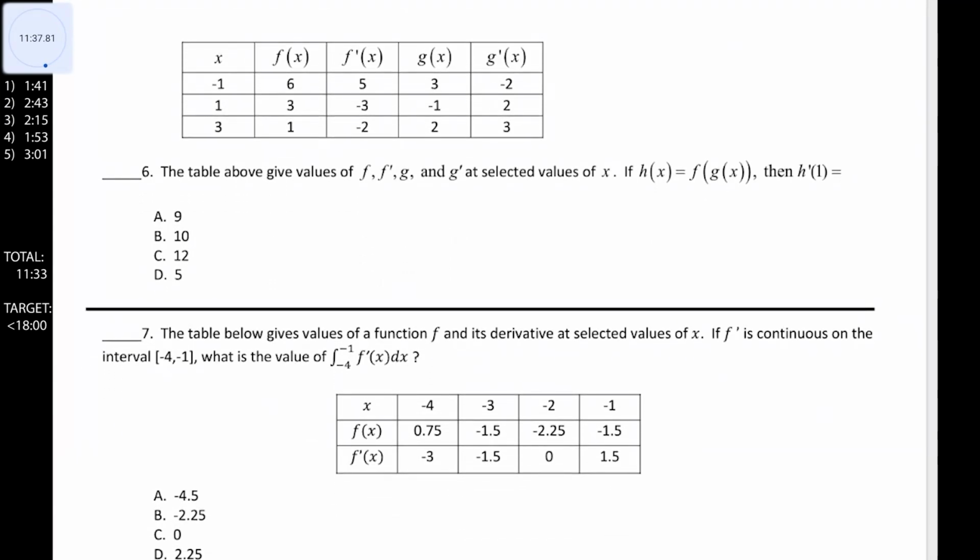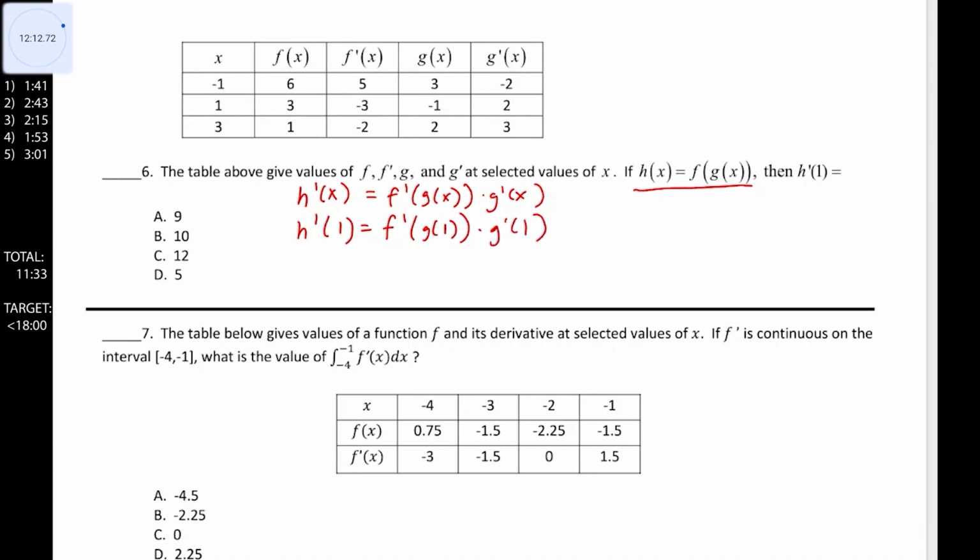Number 6 says the table above gives values of f, f prime, g, and g prime at selected values of x. If h of x is f of g of x, then what's h prime of 1? So first, let's find h prime. We're going to have to use the chain rule here because it is a composite function. So h prime should be f prime of g times the derivative of the inside, which is g prime. So if I want to evaluate h prime of 1, that's going to be f prime of g of 1, which we'll find in the table, times g prime of 1, which we'll also find in the table.